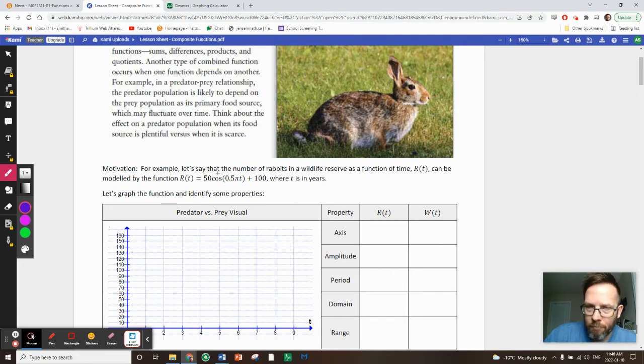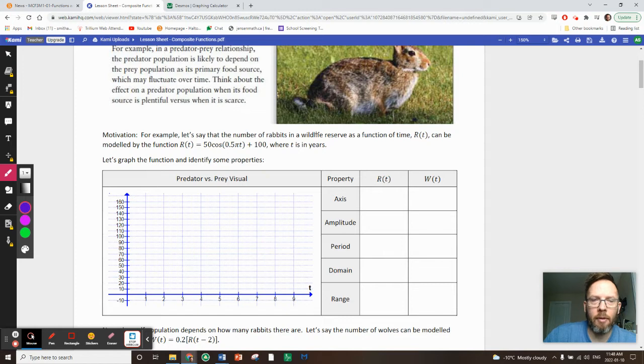So let's say, for argument's sake, the number of rabbits in a wildlife reserve as a function of time, we'll call it R of t, can be modeled by R of t equals 50 times the cosine of 0.5 pi t plus 100. Let's graph that function first and identify some properties.